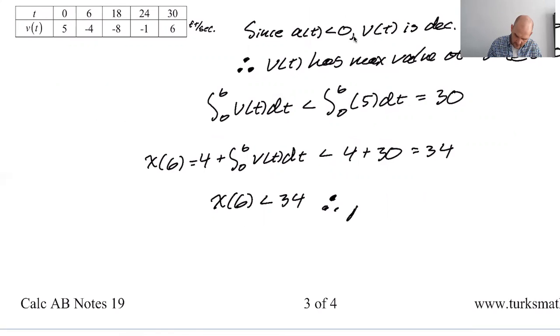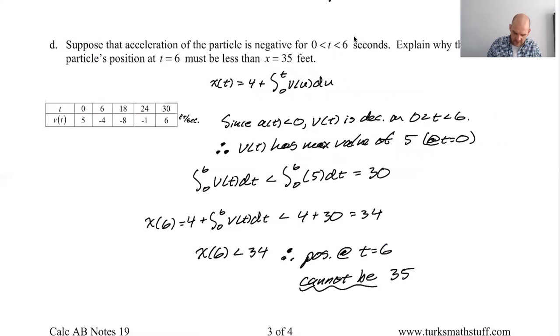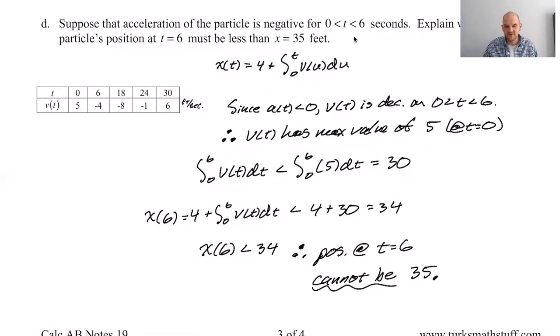Therefore, the position at t equals 6 cannot be 35. There's no way. Can't be it, because even if we were going as fast as we were capable of going on the entire interval, we only get to 34. So definitely not going to be 35.